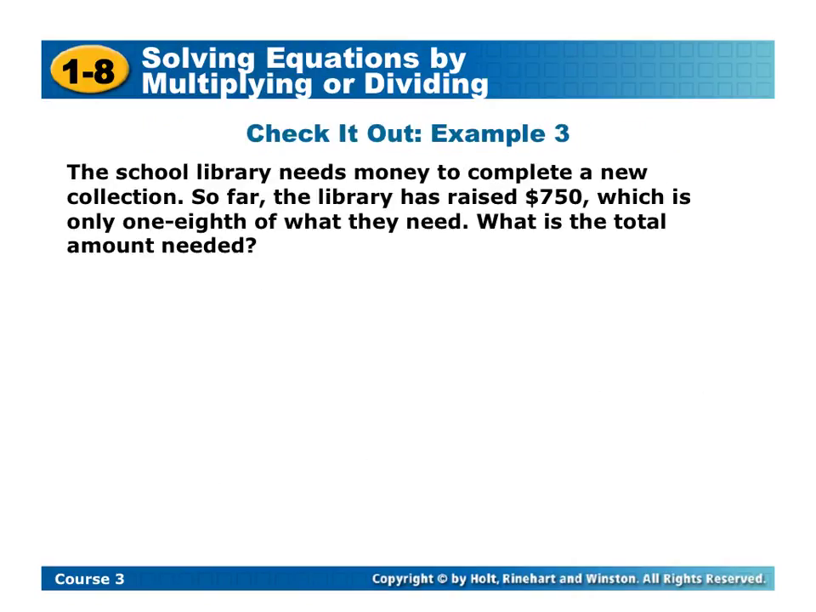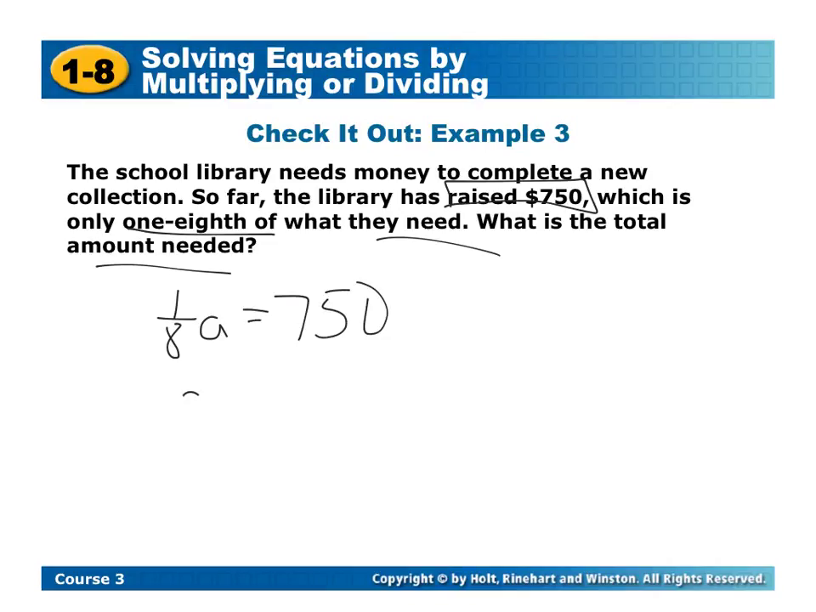Alright, now it's your turn. Go ahead and try this problem on your own. So pause the video. Alright, the school library needs money to complete a new collection. So far the library has raised $750, which is 1/8 of what they need. So we want to find out the total amount. So 1/8 of the amount they need is equal to 750. So this is really A over 8 equals 750 if you think about it like that last problem. Go ahead and multiply both sides by 8, which is that multiplication property.